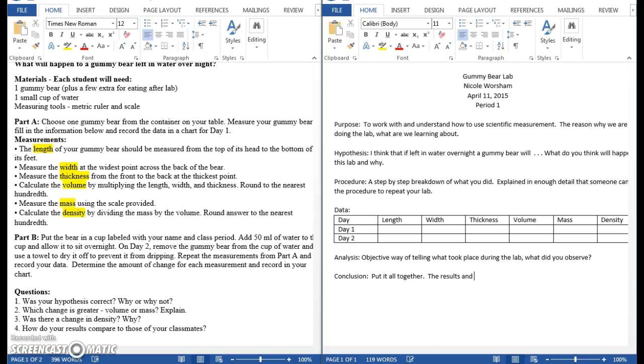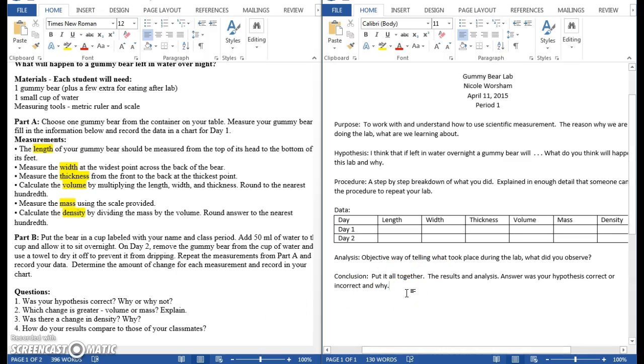Results and analysis. Answer, was your hypothesis correct or incorrect, and why? So again, all these questions over here can help answer those last two parts, the analysis and conclusion. Was your hypothesis correct? Why or why not? Explaining why density did or did not change, and comparing to your class.